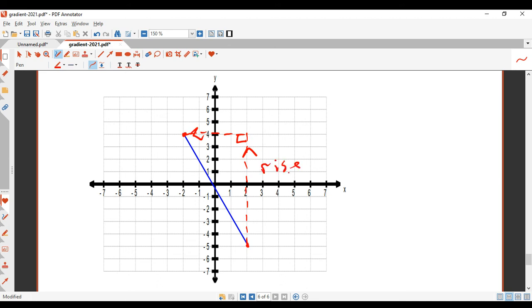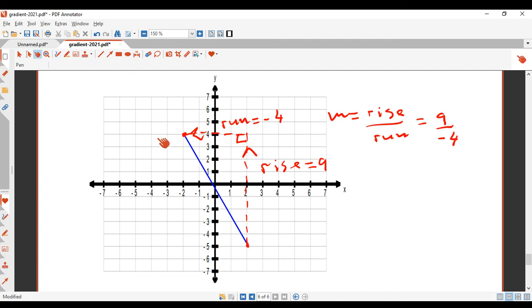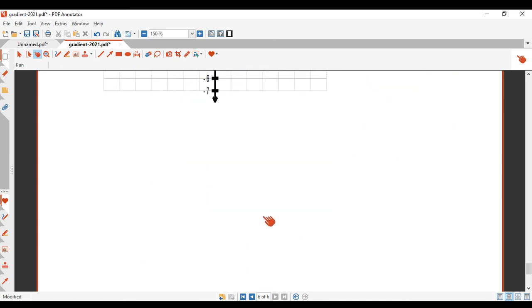So the rise component, well, I started at -5, ended up at 4. So the rise component must be +9. The run component, well, I started here at 2 on the x-axis and I went across to -2. So the run, because I'm going left, it must be -4. So write my formula down. Slope equals rise over run, which equals 9 on -4. Now again, we'd expect a negative value for the slope because the line is sloping down from left to right. Okay, and that is it for today.